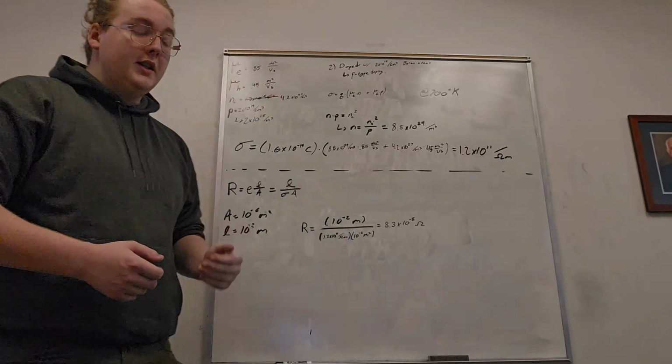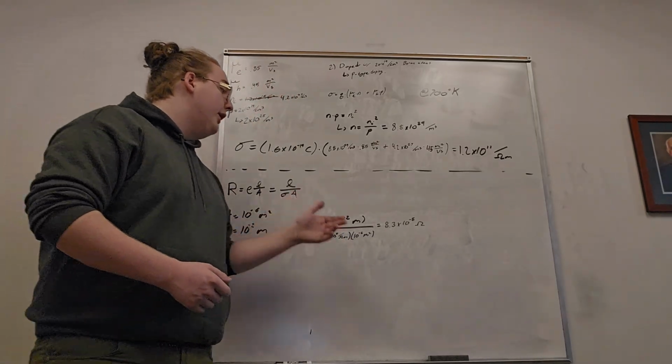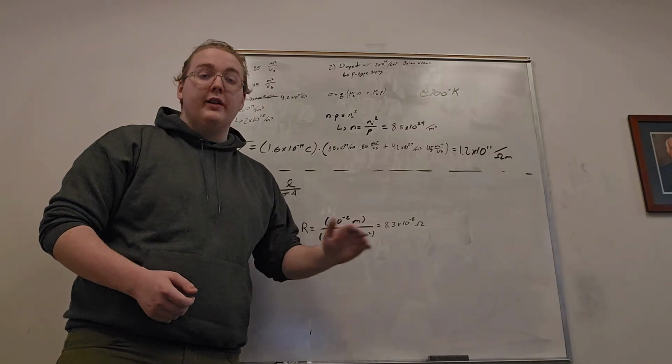And now we can solve for a resistor, which now has a resistance of 8.3 times 10 to the negative 8 ohms, which is significantly lower than anything before.